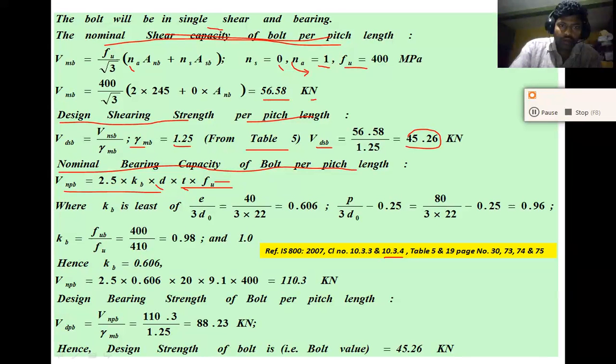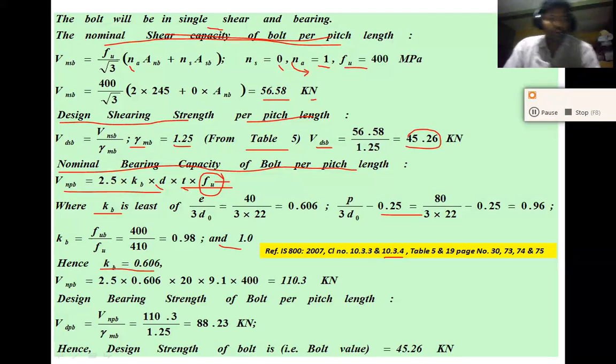Because the minimum you have to consider. So minimum is the bolt tensile strength and plate tensile strength. Between the two ultimate tensile strengths, the minimum you have to consider. So this is the bolt tensile strength you have to consider. Now Kb is the least of e by 3d0, p by 3d0 minus 0.25, then ultimate tensile strength of bolt to ultimate tensile strength of plate, and 1.0. The lesser value is taken, so Kb is 0.606.